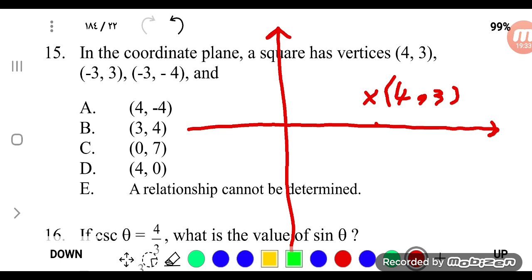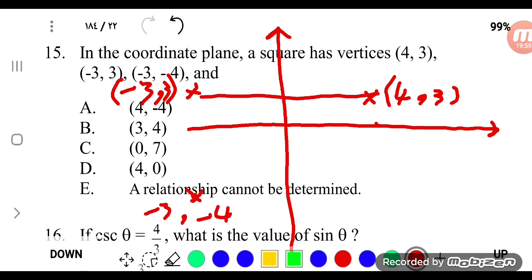Four, 3. Minus 3, minus 4 is here. Then minus 3, 3 is here. Okay, then you connect them like this, and that is the required square.